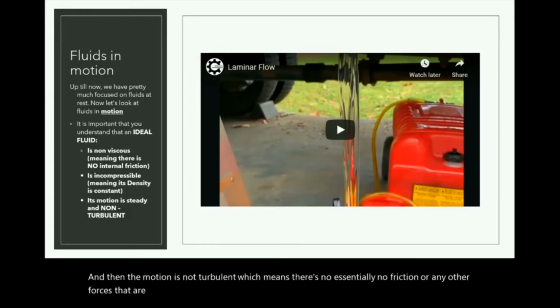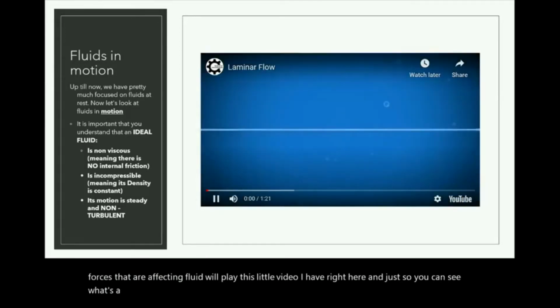Which means there's essentially no friction or any other forces that are affecting the fluid. I'm going to play this little video I have right here, just so you can see what a laminar fluid looks like.